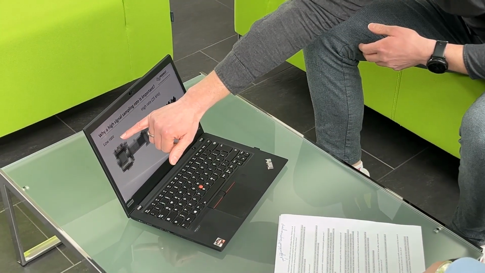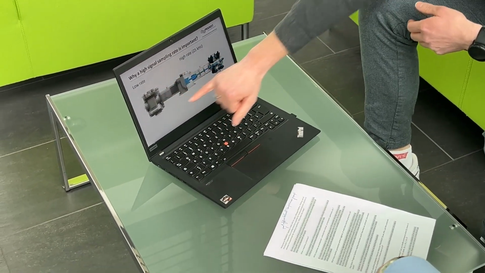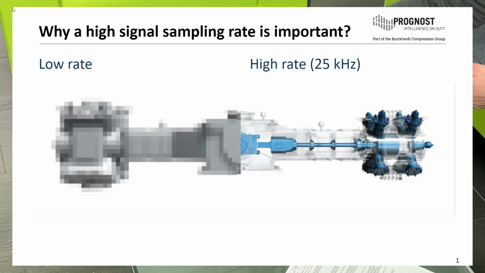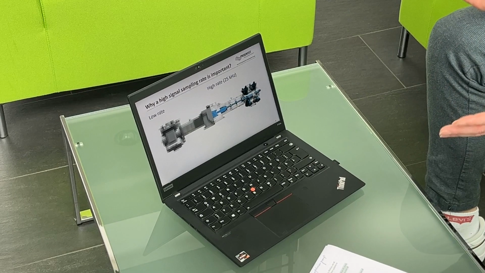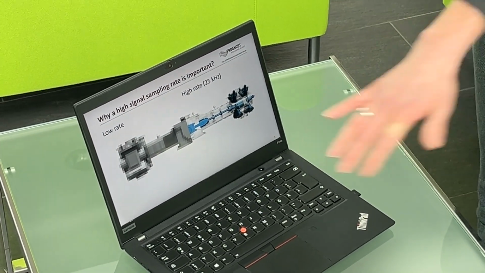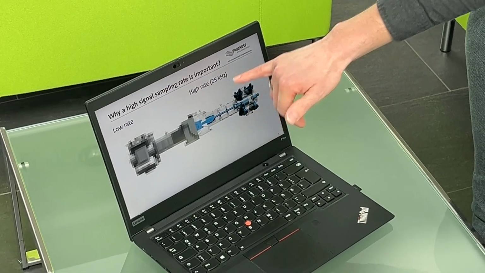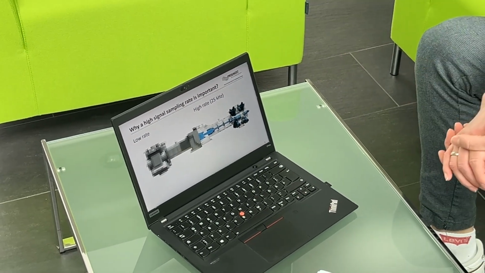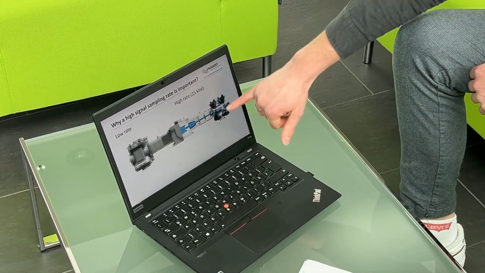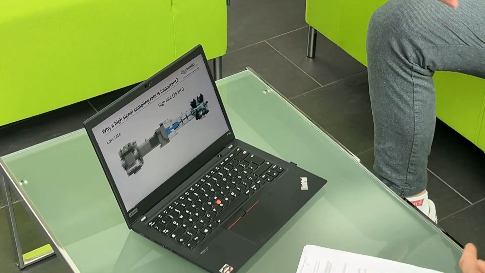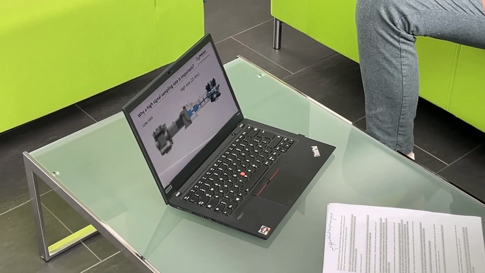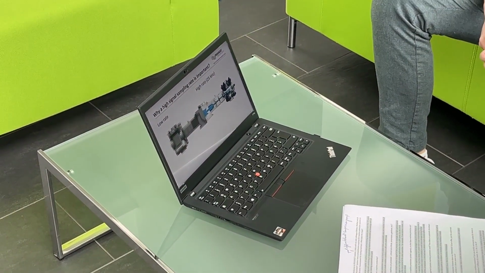If you have a very low rate, look, this is a reciprocating compressor. On one side we have a low rate. You cannot really see anything, you can just guess what this means. You can see, okay, it can be a reciprocating compressor. But if you have a high rate, 25 kilohertz, which our system is able to do, you can really clearly see all the details. This is just an example, but this is how it works. With a high sampling rate, you really can see detail by detail what it is.